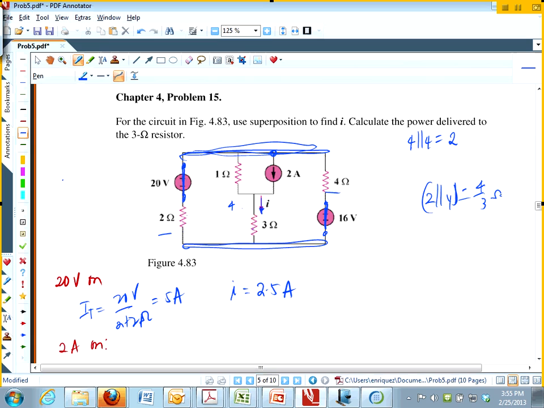And how is that 4/3 related to the rest of the circuit? The 4/3 now is in series with the 3, right? With this 3, because these 2 got replaced by a single one of 4/3, and the 4/3 and the 3 are now in series. So what that becomes? 3 plus 4/3, 9 plus 4 is 13/3, right? And that 13/3 is now in parallel with the 1.